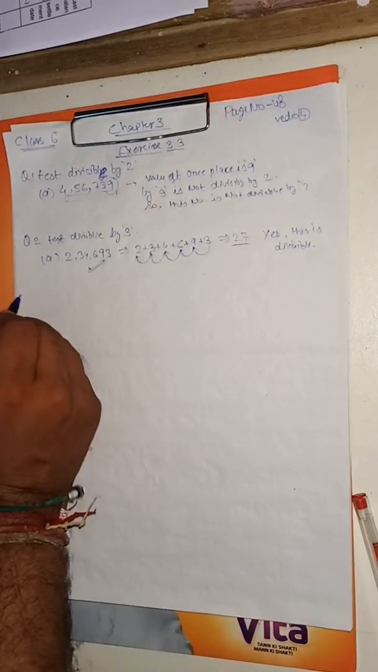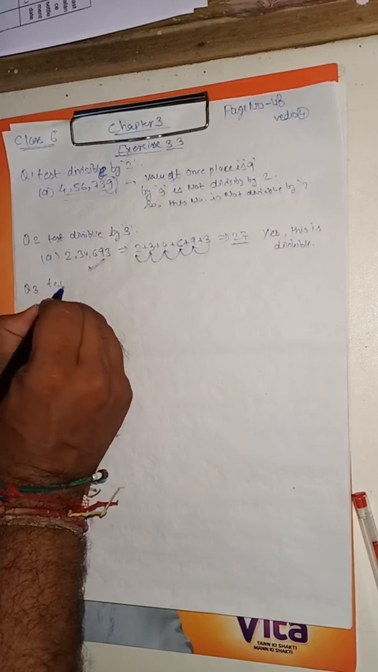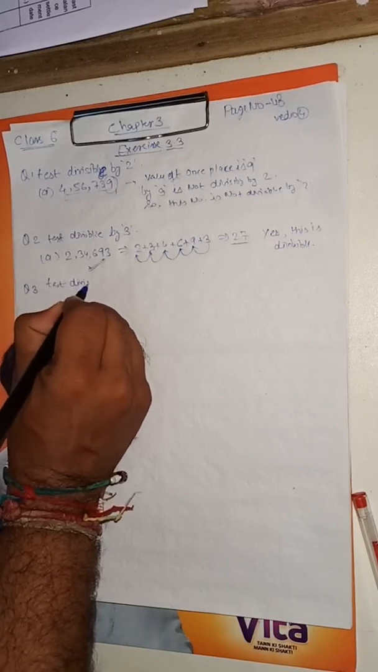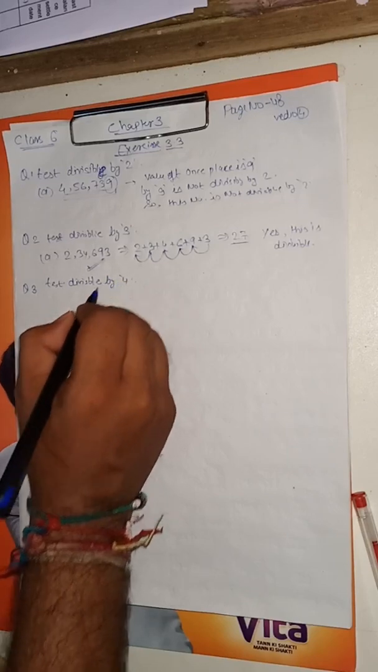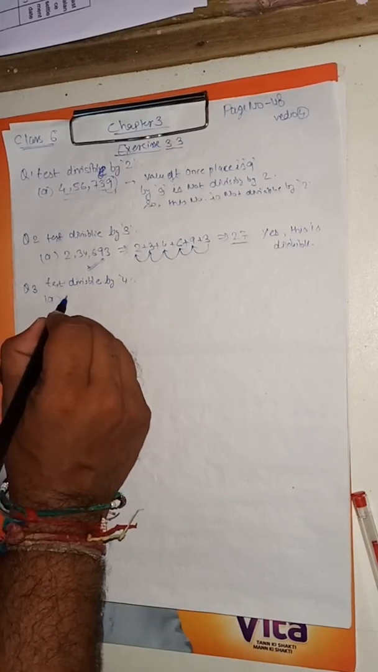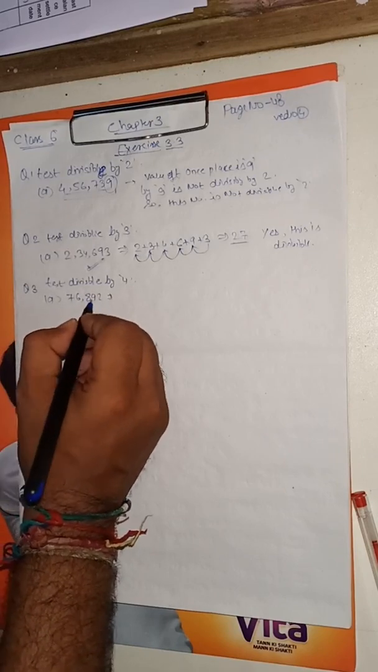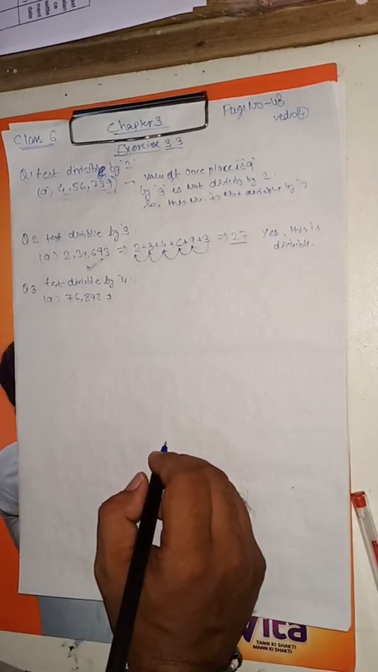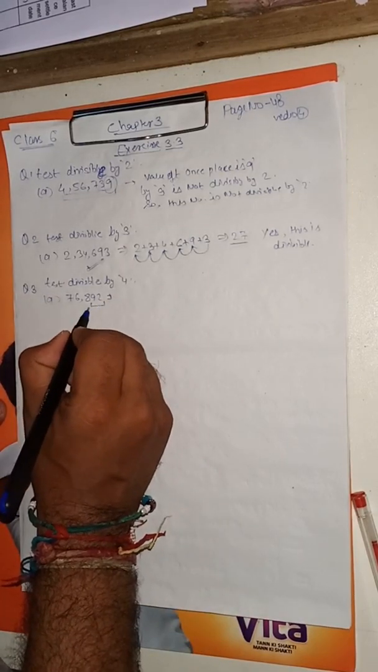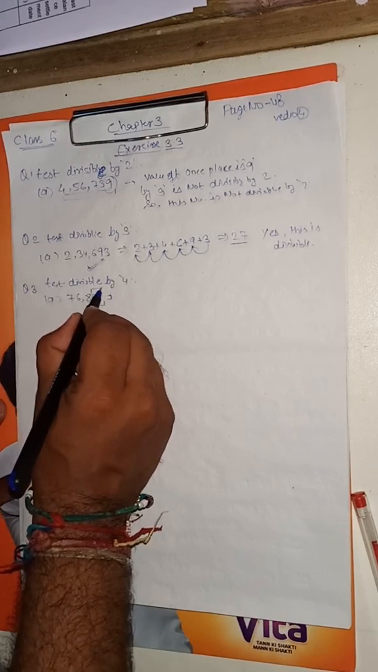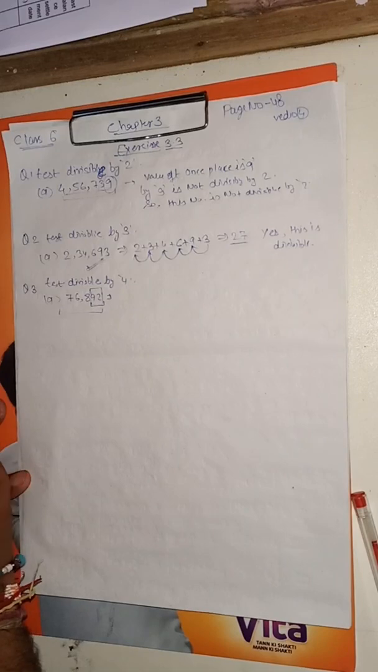Taking our question number 3rd. In this we need to test divisibility by 4. Our A part is 76,892. What is the divisibility rule for 4? In this we check its last 2 digits. If the last 2 digits are divisible by 4, then this whole number is also divisible by 4.